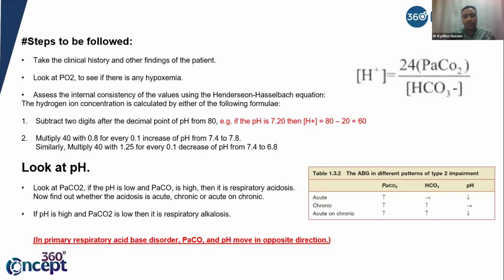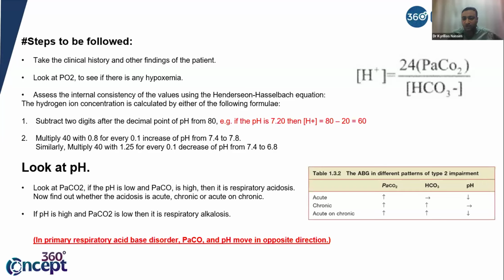Then I will look at the pH and know if it is respiratory or metabolic, which is the first hard question we have. If the pH is low and the CO2 is high, then it is a respiratory acidosis. And if it is the opposite, it is respiratory alkalosis. The thing is, in respiratory acidosis, I must, in the exam, define which type of respiratory acidosis, if it is acute or chronic or acute on top of chronic.